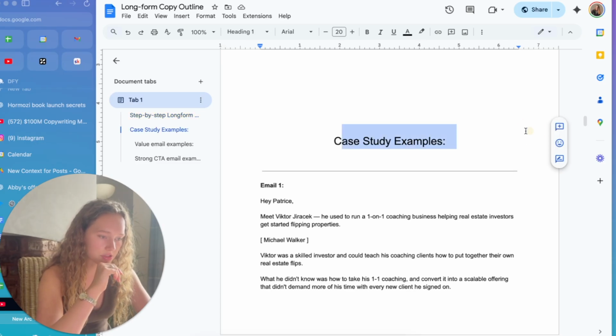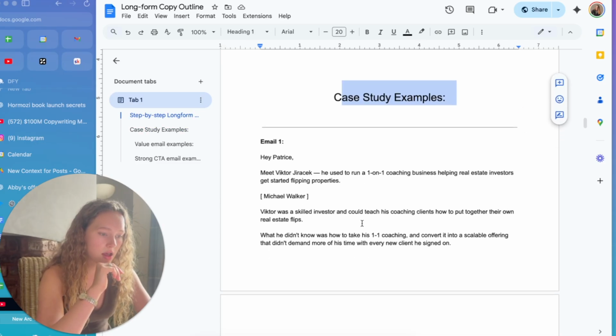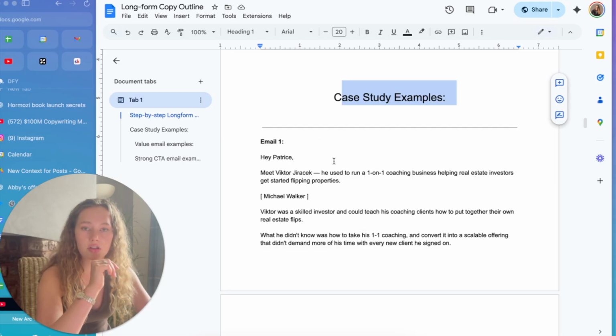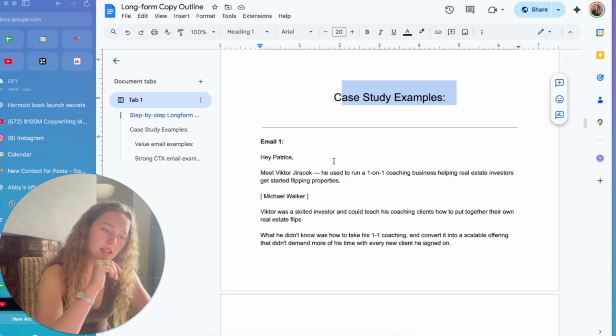So, case study examples. Now I'm going to just show you guys an example of a really good email. This one's from Sam Ovens, and I have a lot of clients that actually copy this framework, and we send out emails like this about their clients.